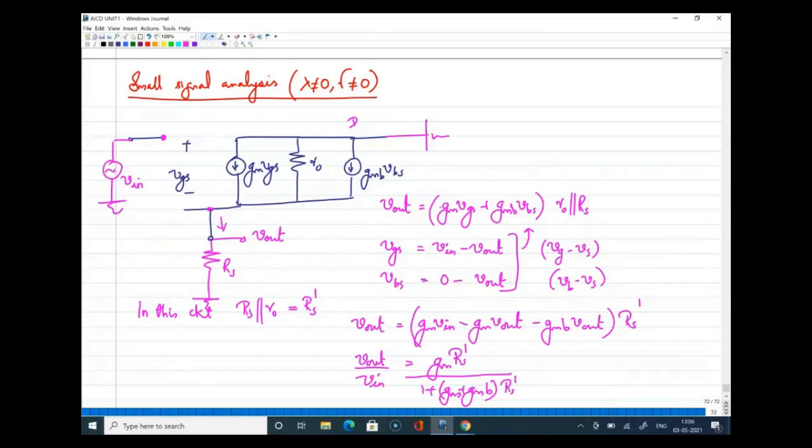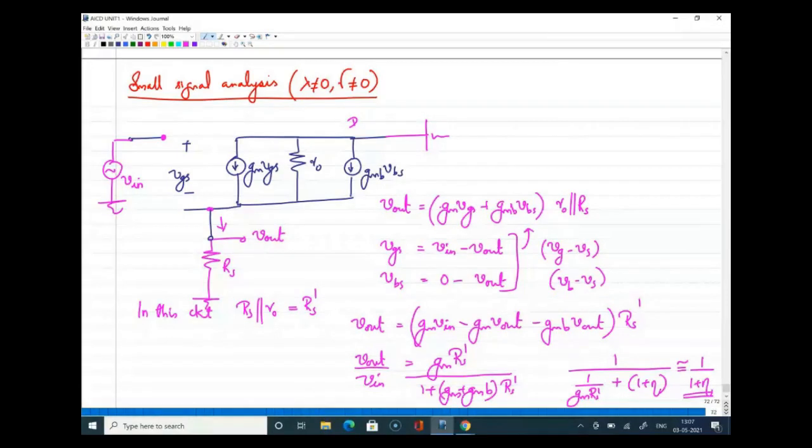So this is the same as the previous expression. I'll tell you the differences. This can be further written as, if I take GM RS dash common and cancel it, 1 by GM RS dash plus 1 plus eta, because previously you would have noted eta is GMB by GM. Or approximately, if I neglect 1 by GM RS dash, I can write this as 1 by 1 plus eta. I have just written these equations for the sake of writing.